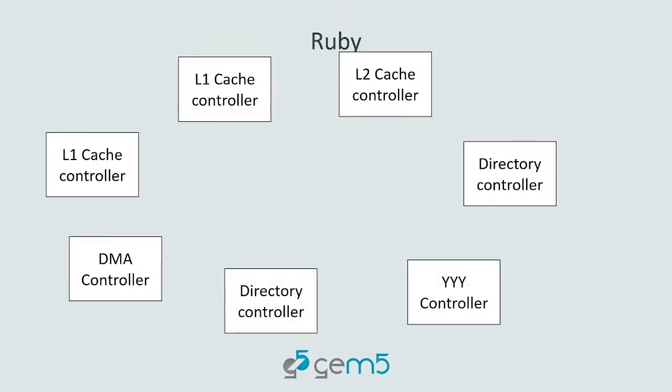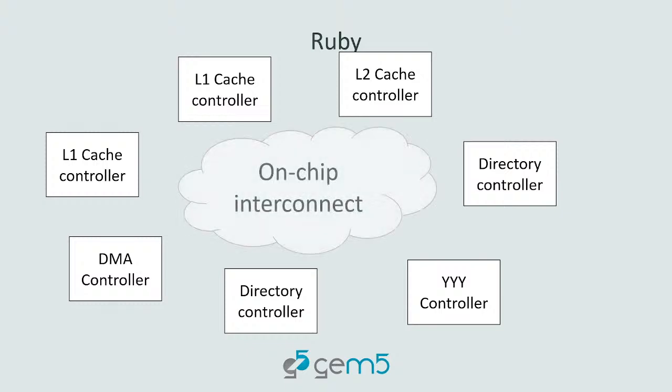And then so we have all these controllers implementing state machines. They also need to communicate with one another. And they communicate with one another through an on-chip network, which is also a black box. This on-chip network could be any topology that you want, and when you're implementing your controller, you don't have to worry about the topology. Any questions on that?